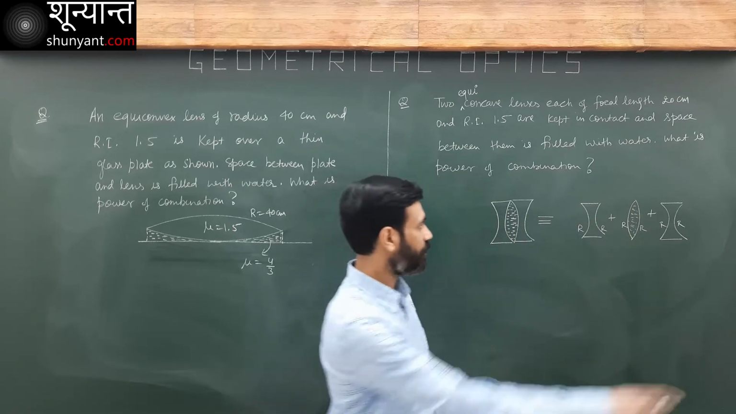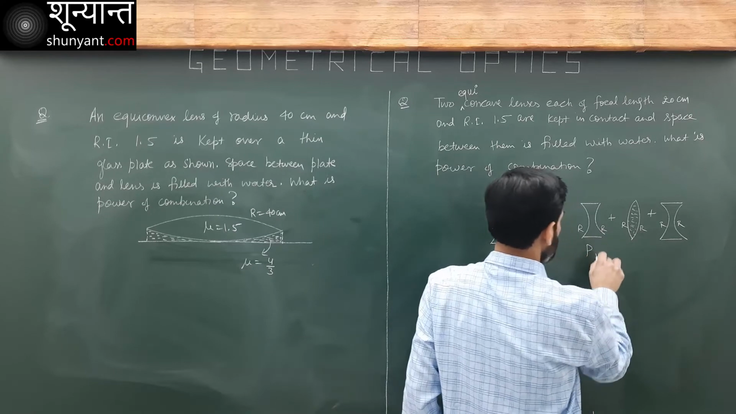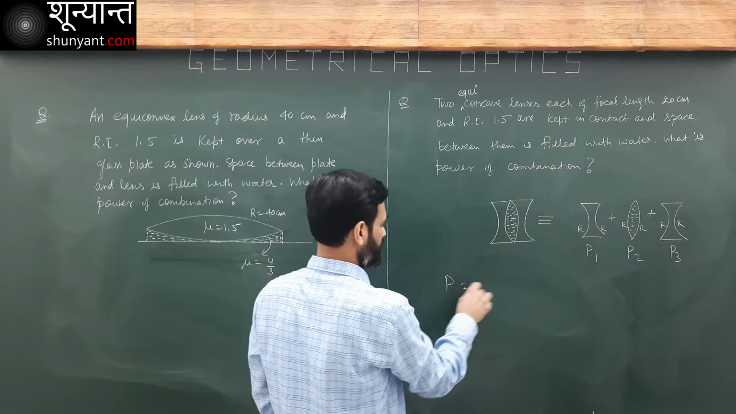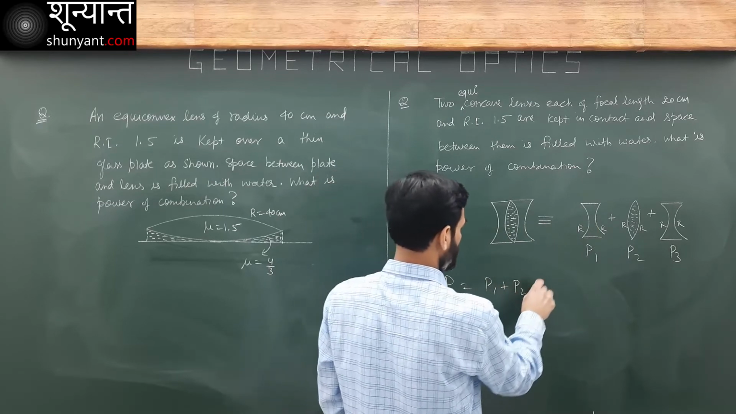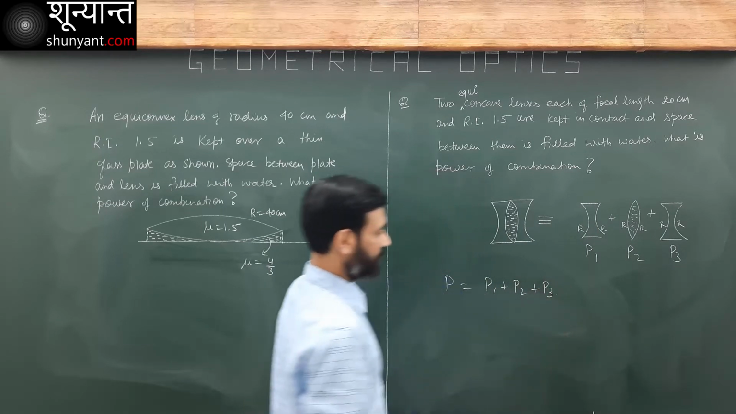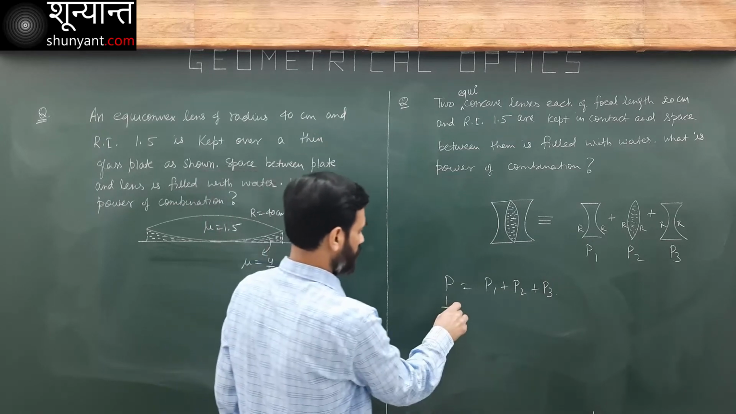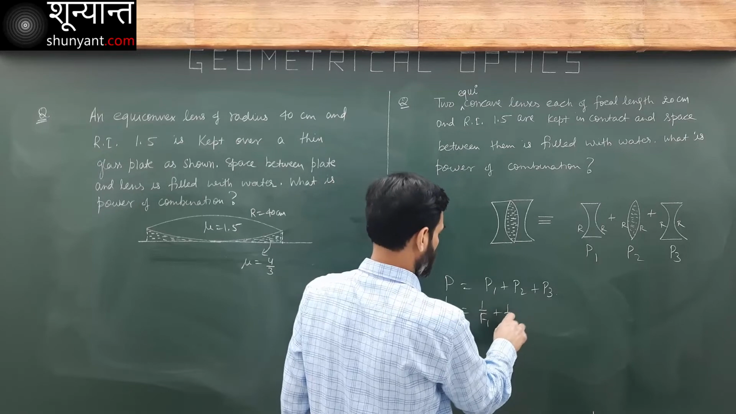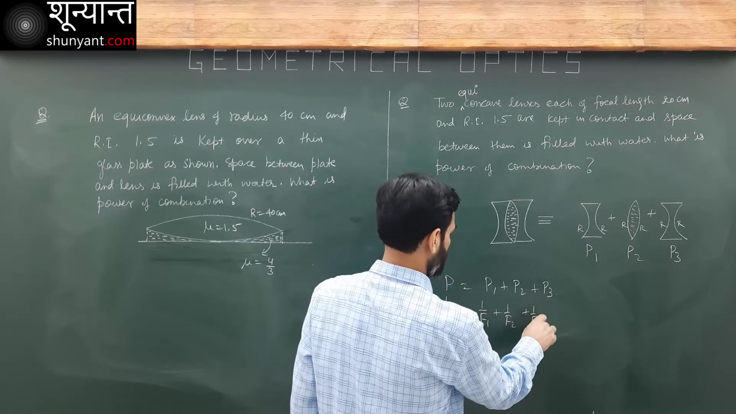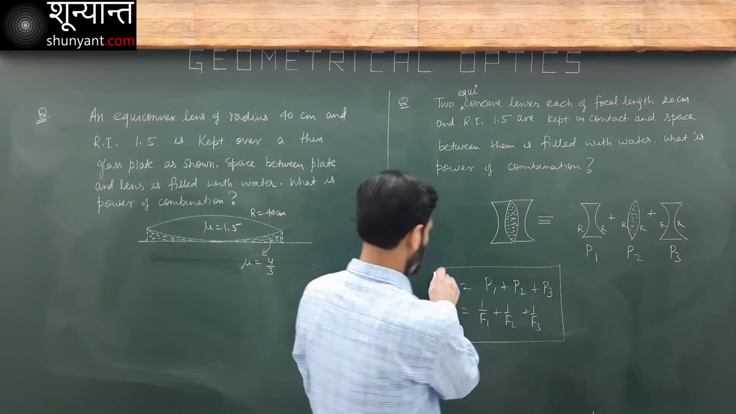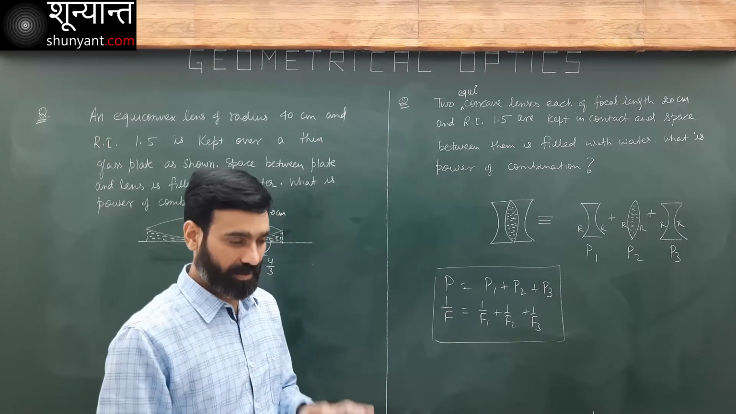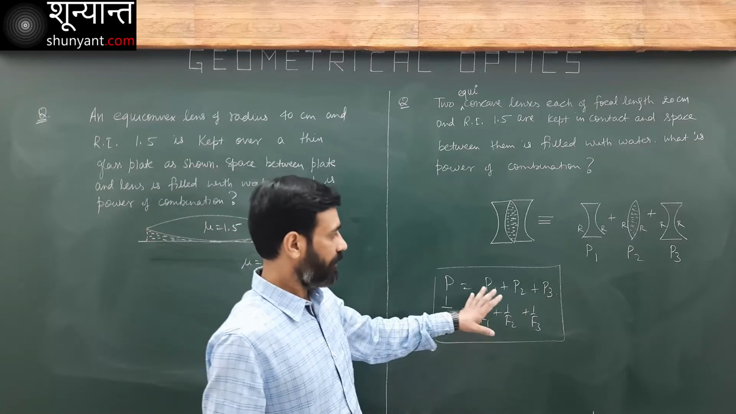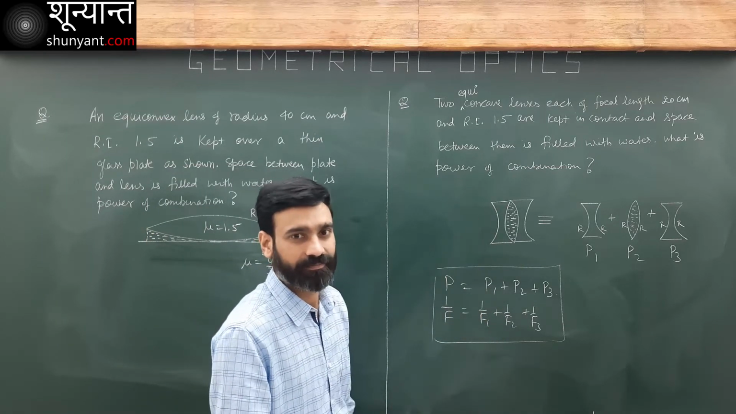So what we do is, we find their powers P1, P2 and P3. Then the resultant will be P1 plus P2 plus P3, or 1 over F is 1 over F1 plus 1 over F2 plus 1 over F3. Now I pause here again. Now do your calculation.